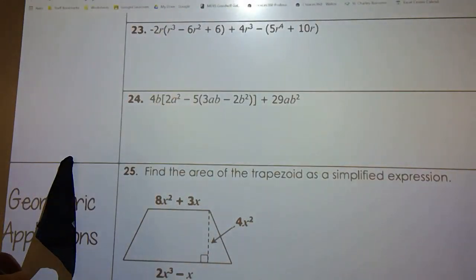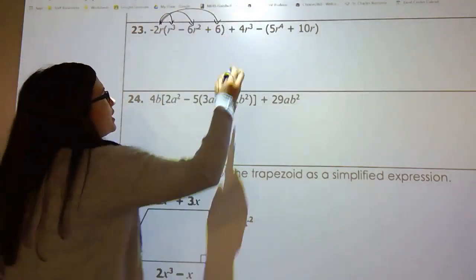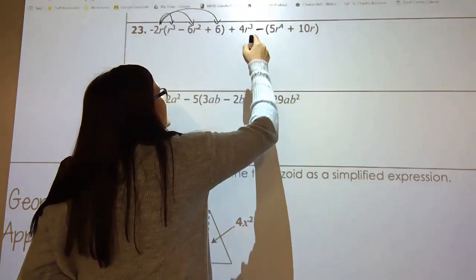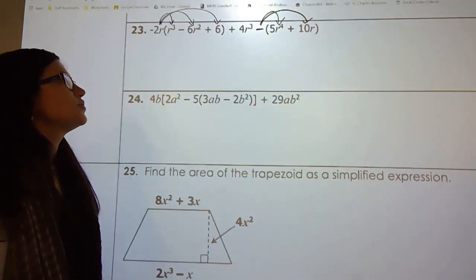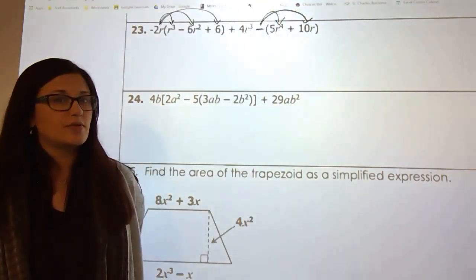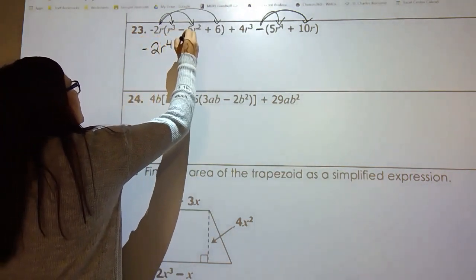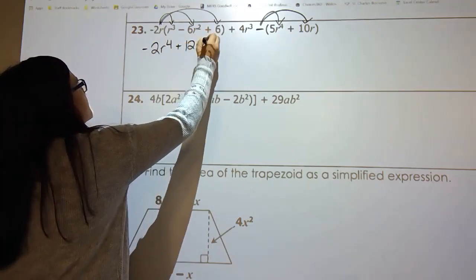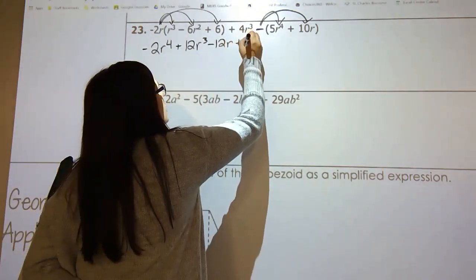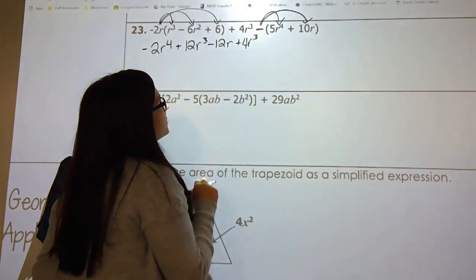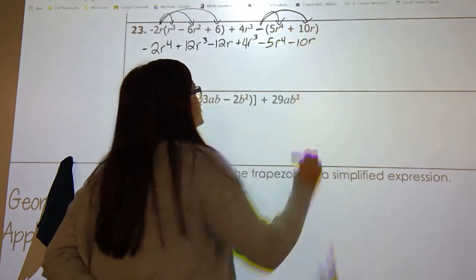Okay, so now on number 23, I'm going to distribute. Okay, here I just have a minus sign in front of there. The 4r cubed isn't multiplying, but it is going to be combined with that. But you do have to make sure you distribute that minus sign, okay? So I have negative 2r to the 4th plus 12r cubed minus 12r, okay? Now I still have my plus 4r cubed there. Now I need to distribute this minus sign. So I have a minus 5r to the 4th minus 10r.